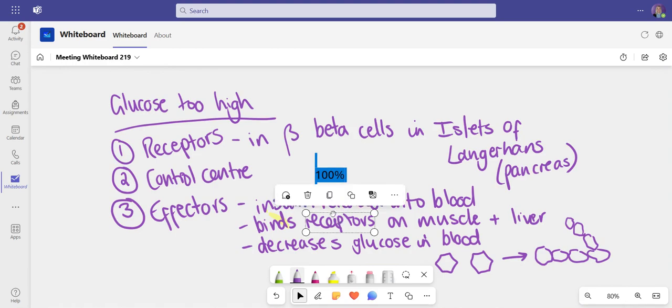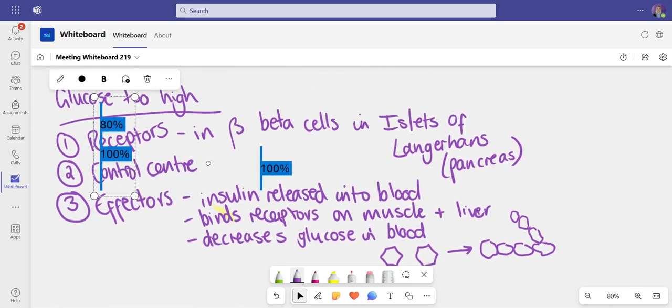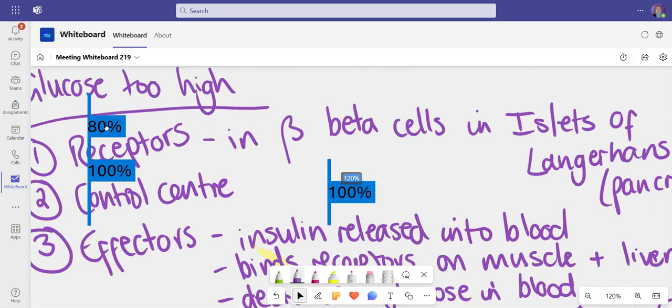Zoom out a bit, make myself a bit more space. Remove all of this. Don't know why it says 80% and stuff all over the place now.